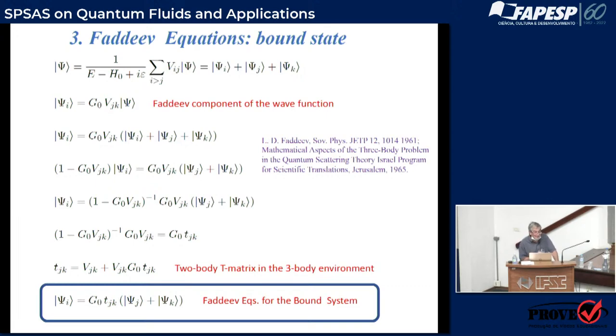I know how to invert. And the inversion, I can take the inversion of this, multiply by that, so this simply gives me G naught times the two-body transition matrix, but in the three-body environment. Why? Because the kinetic energy carries the kinetic energy of the three particles altogether, not only two particles. And these are the Faddeev equations, if we know the transition matrix, that we know for the zero-range potential already. So we can solve it. And this leads you to Skorniakov and Ter-Martirosian.